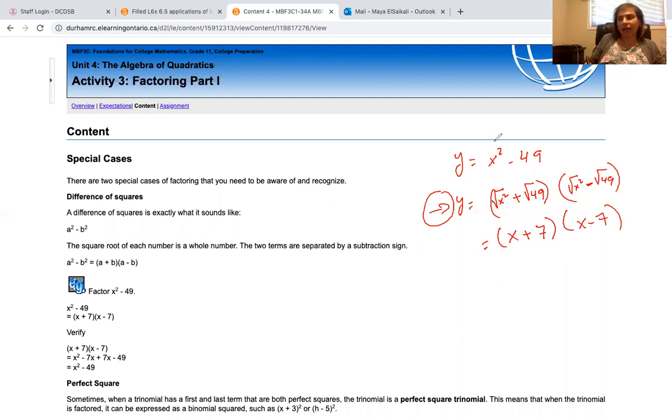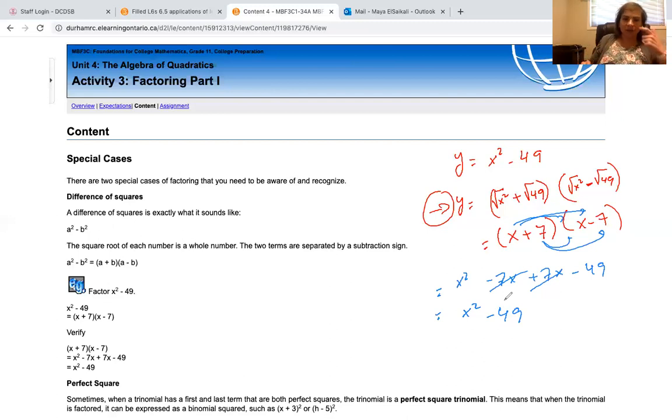If I expand this, would I get x squared minus 49? Let's see. If I FOIL, that's going to be x squared minus 7x plus 7x minus 49. The minus 7x plus 7x cancel each other, that's 0x, so I don't write that, and then minus 49, right? Having that plus and minus cancels your middle terms.